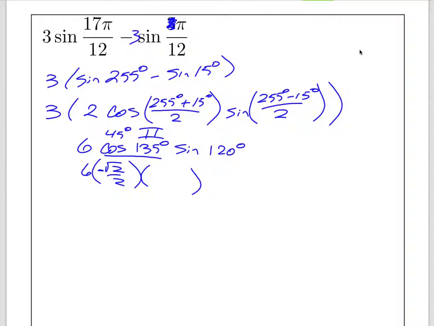Okay, reference angle and quadrant for 120. 60 and second quadrant as well. So what's sine of 60? Square root of 3 over 2. What's sine in the second quadrant? Positive. So we multiply this out. I get negative 6 square root of 6 over 4, which reduces to what?